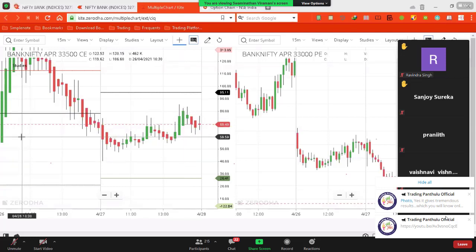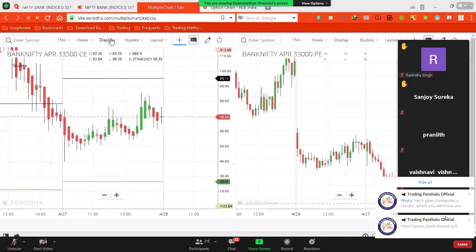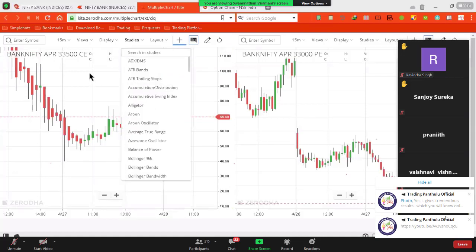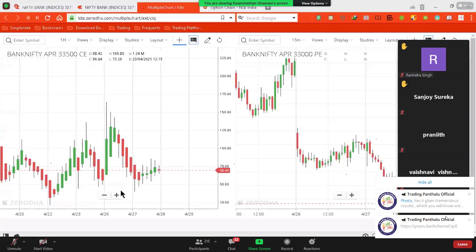So what would be the target? My targets will be based on my support and resistance lines, which I've just spoken about. Here I've just put pivot points. What I do is I sit and draw my lines based on my 1 hour chart. Every day it is out of the money.